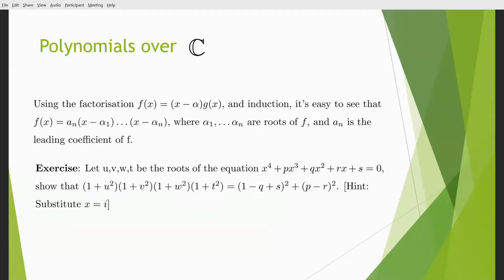That thing, x power 4 plus p x cube plus q x square plus r x plus s, will be equal to x minus u times x minus v times x minus w times x minus t. So now to get 1 minus u square, you will just have to substitute 1 and minus 1 there. There will be an extra minus sign which will be cancelled anyways. So you will get some nice expression.